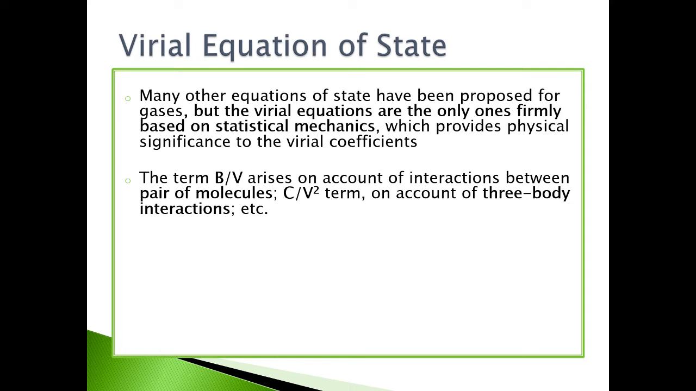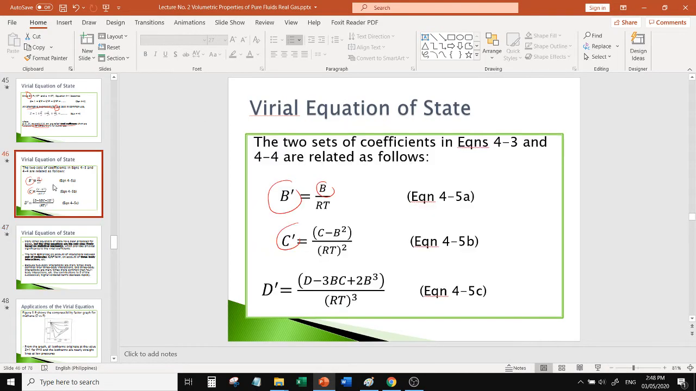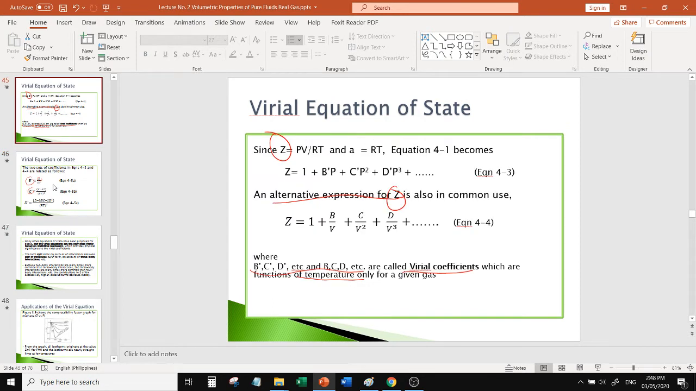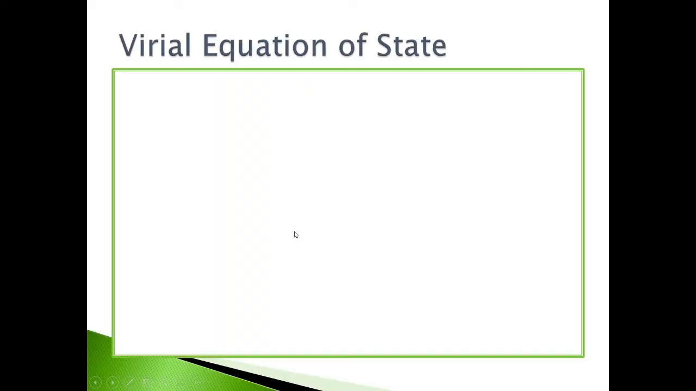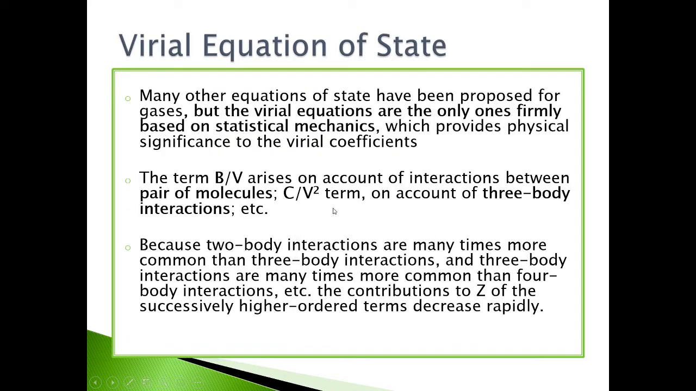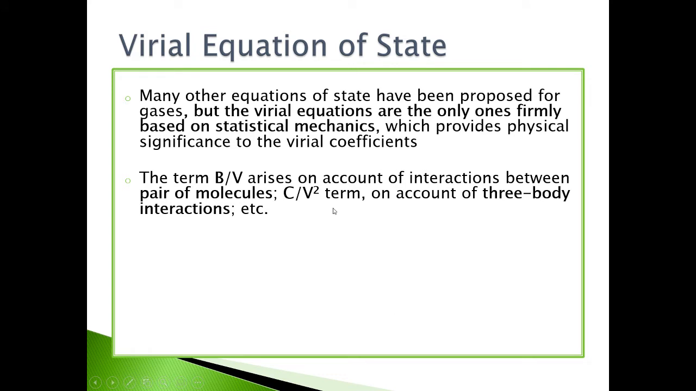For example, yung first term nga ba to? B over V. Second term, okay. Yung second term na B over V, okay, kasi yung first term ay 1. So, yung second term na B over V, nagka-correspond siya sa amount of interaction between a pair of molecules. Okay, accounts for the interactions between the pair of molecules.